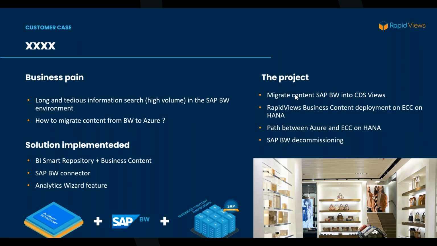Okay, perfect. So they migrate the BW content into CDS views. Thanks to business content, they can deploy CDS views really fast on ECC HANA or S4 HANA, and they make the pass between Azure and ECC HANA, and after that they can stop their BW.